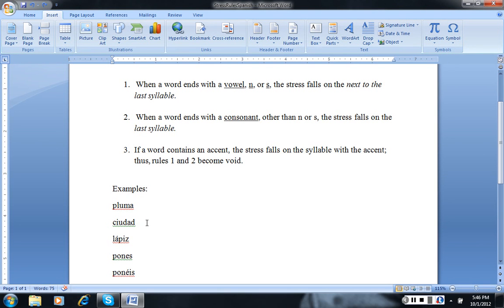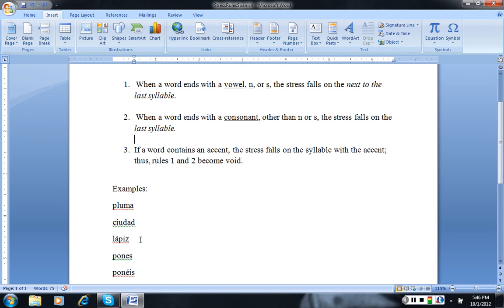Ciudad. Can you hear that I'm putting the stress on the dad and not the ciudad? You hear the difference? Ciudad, not ciudad. Okay, the stress is on that last syllable. Why are we putting the stress on the dad? Because when a word ends with a consonant other than N or S, the stress falls on the last syllable. Okay, so this is why we're putting the stress on the dad, because it's the last syllable.